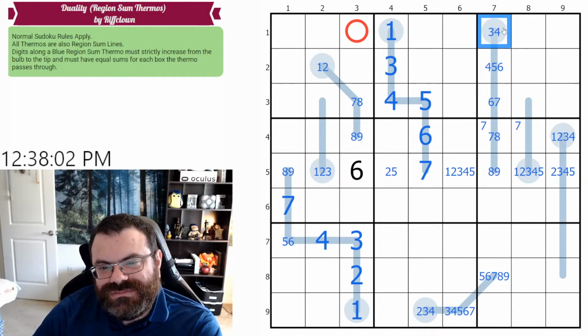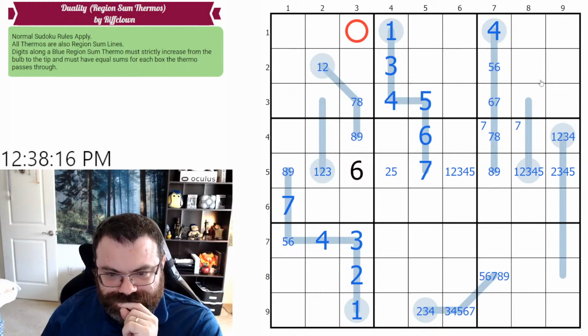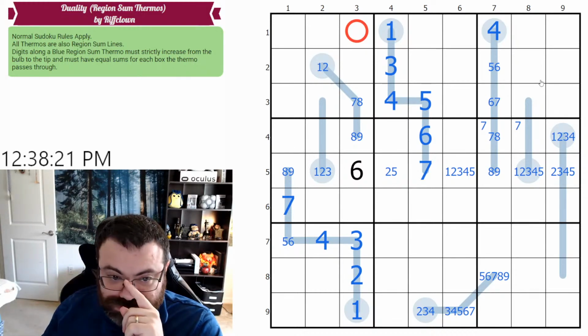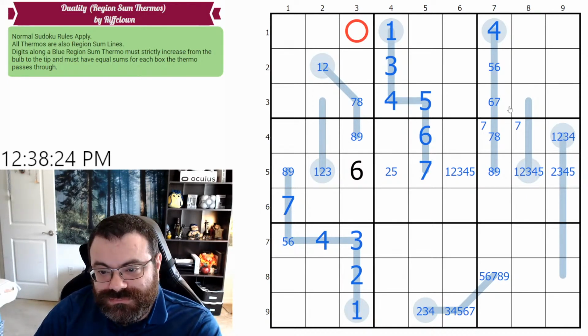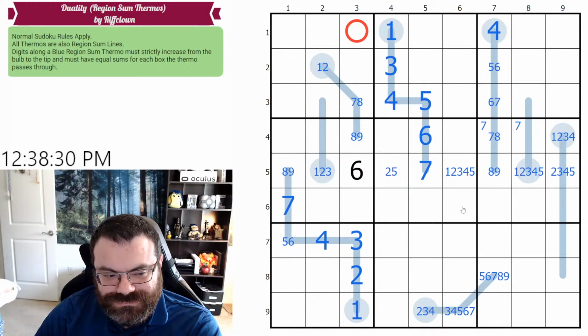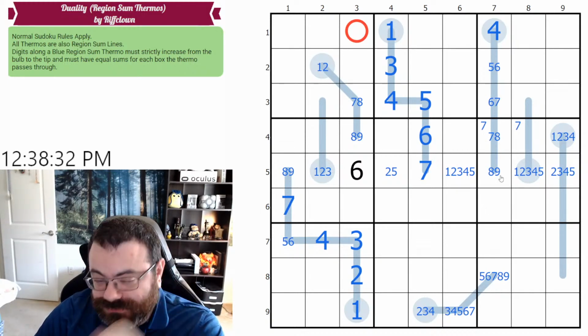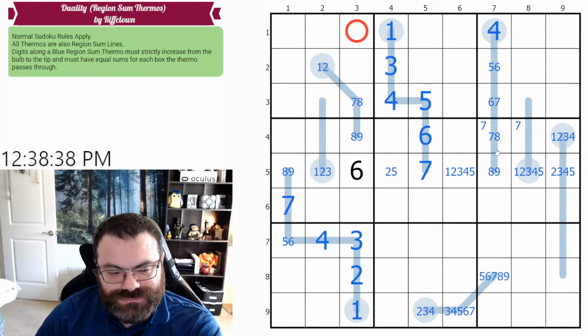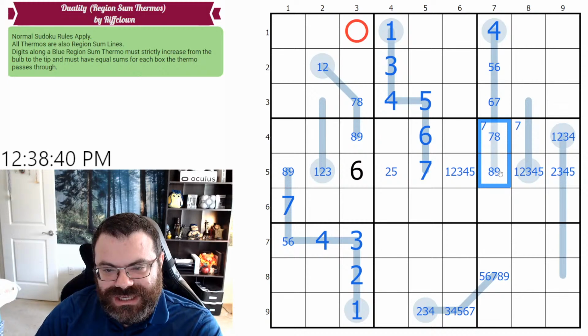Is this always 4 then? Because otherwise this is an 8. That's 8, 9. That's 17. We'd have to max this out. So this is always 4. Pretty sure that's right. So this always has an 8 on it.